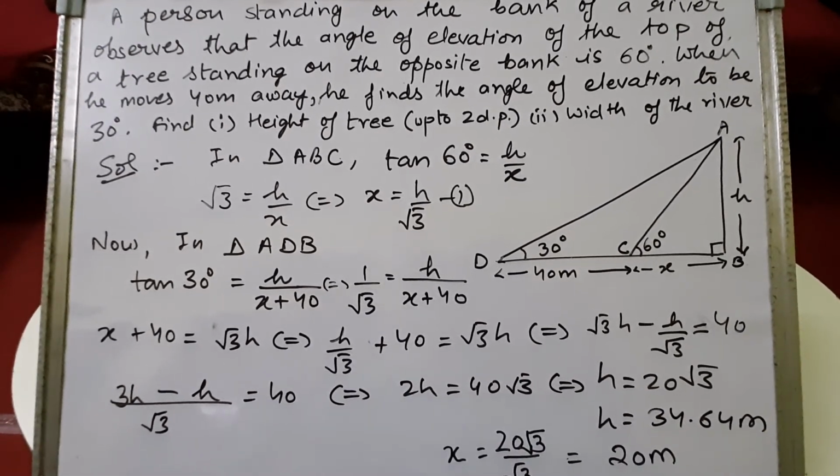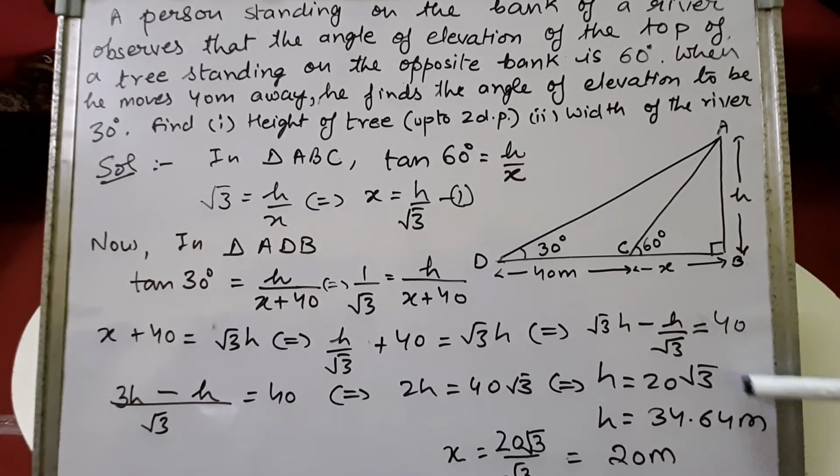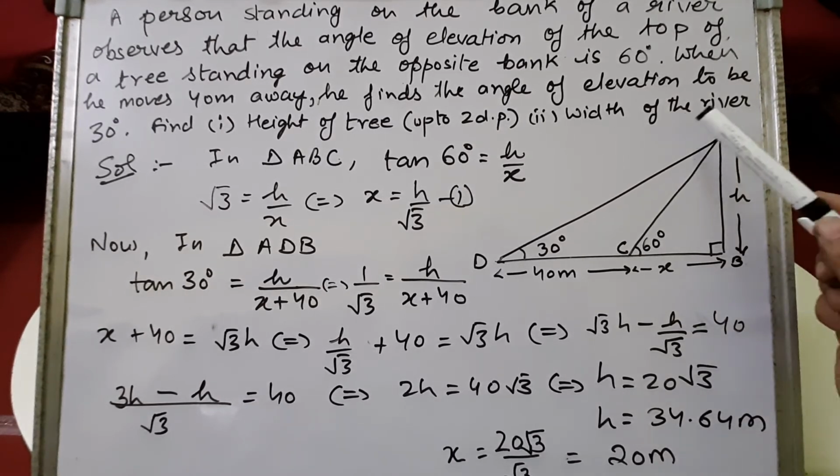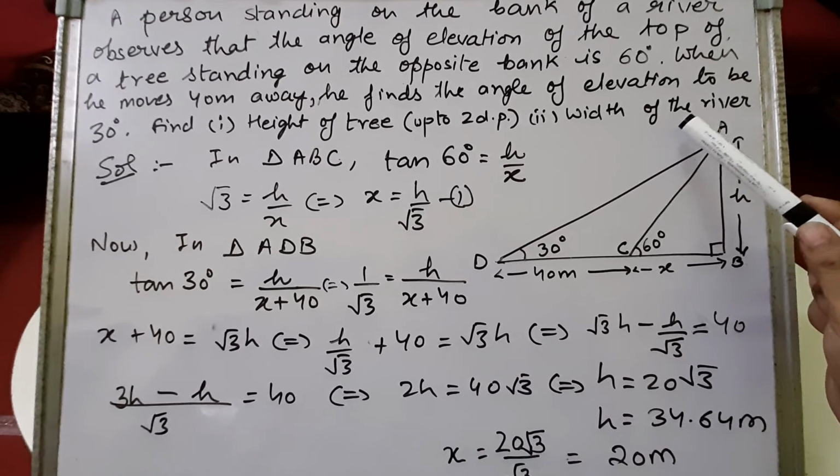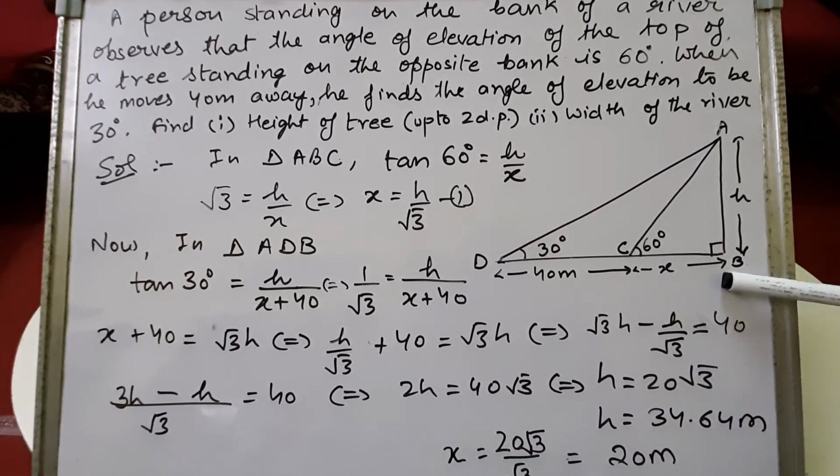The value of h we have calculated is 20 root 3, and up to 2 decimal places it is 34.64. And we have to calculate two answers, no? The height of the tree and the width of the river. The width of the river we have assumed as x, right? So x is h upon root 3. The value of h is 20 root 3. So when we substitute the value of h here, 20 root 3 upon root 3, root 3 will get cancelled. So the value of x will be 20 meters. Right, children? Note down the solution, please.